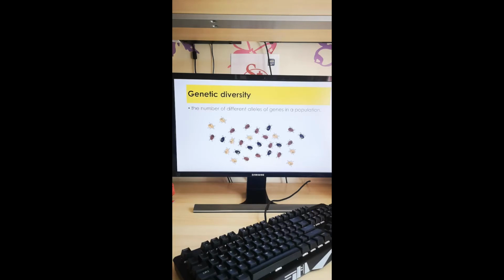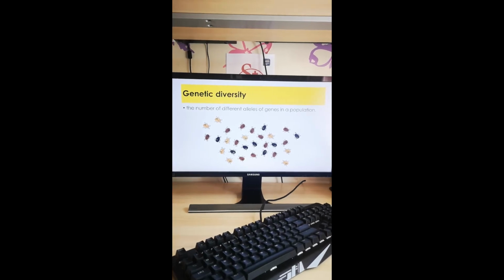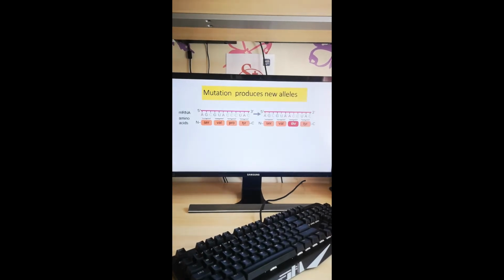Okay, so that's what genetic diversity is. What kind of factors affect it? Well, one incredibly important factor that can increase genetic diversity is mutation, because mutation is how we produce new alleles. So have a think about this mutation here.